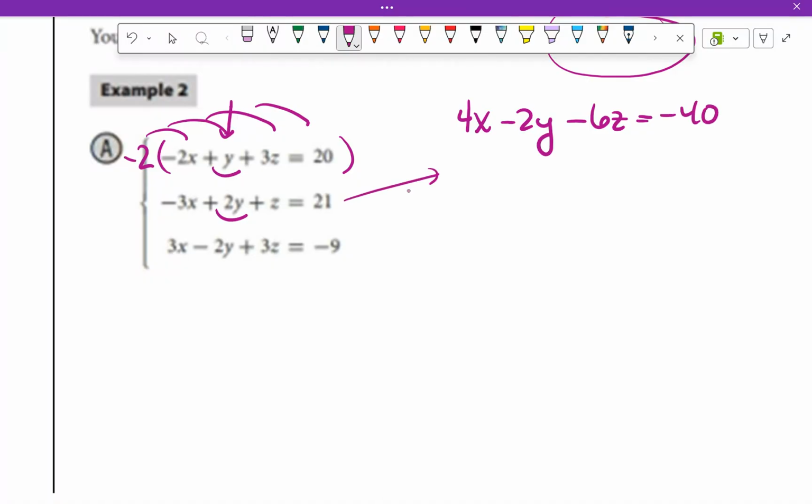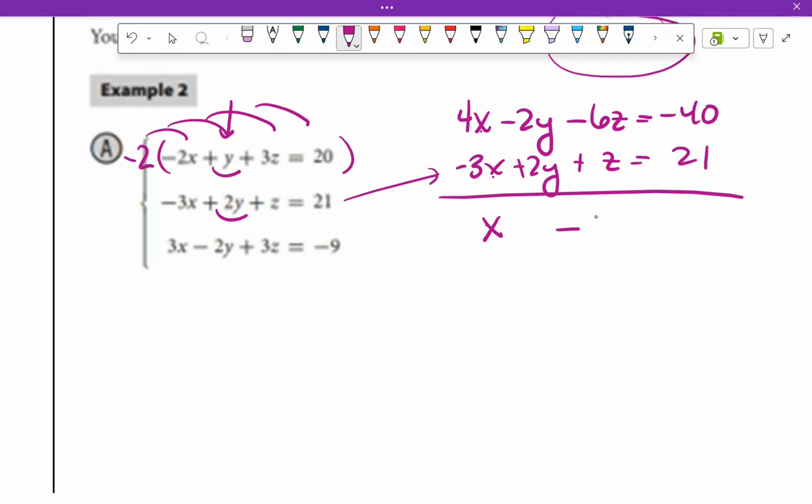And then I'm also just going to write this one underneath. So -3x plus 2y plus z equals 21. Now we're going to add vertically. So 4x minus 3x is x. The two y's cancel. -6z plus z is -5z. And -40 and 21 is -19.